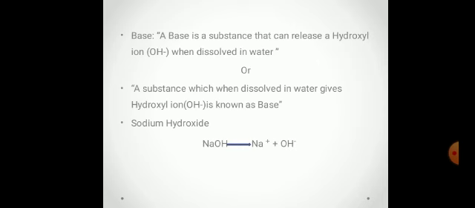Example is sodium hydroxide. When NaOH, means sodium hydroxide, dissolves in water, it produces Na plus and OH minus, means hydroxyl ion. So according to Arrhenius theory, sodium hydroxide is a base because it produces OH minus ion when it dissolves in water.